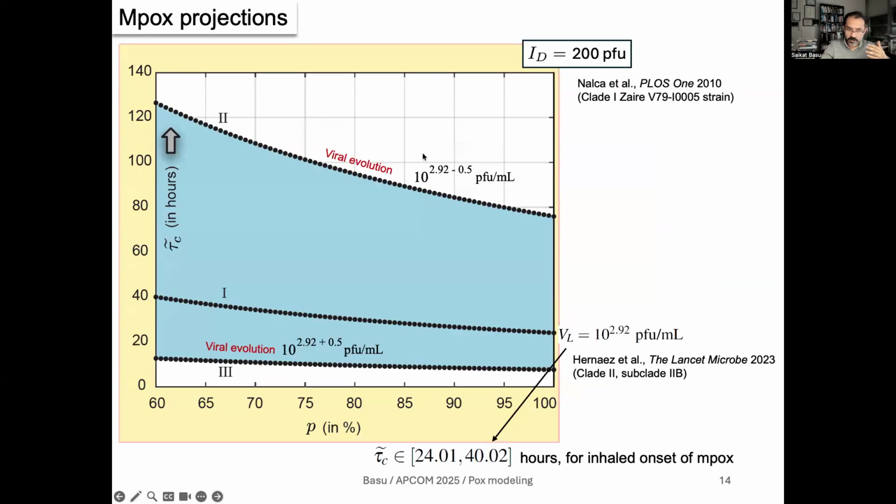We have also extended the framework to mpox, which is more relevant today. And again, for mpox, we needed the specific cross-disciplinary values. So the VL mean for mpox is 10 to the power of 2.92 PFU per ml. For that, the critical exposure duration ranges between 24 and 40 hours. We have again considered viral evolution by perturbing the index on this VL formulation, and as a result, the overall critical exposure duration ranges between around 7.6 hours to around 127 hours here.